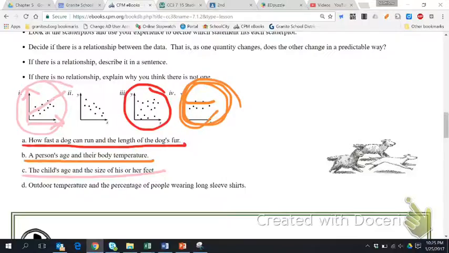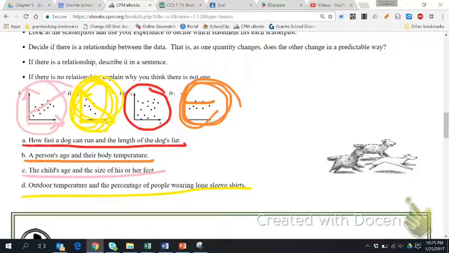which would lead us to say that the outdoor temperature and the percentage of people wearing long sleeve shirts, as it gets hotter, so as our X goes higher, we do seem to see that fewer people are wearing long sleeves. That number is going down, and that's the pattern we notice in that one.